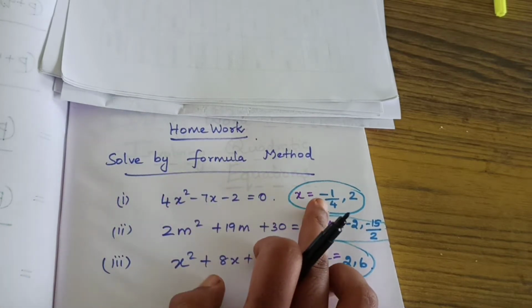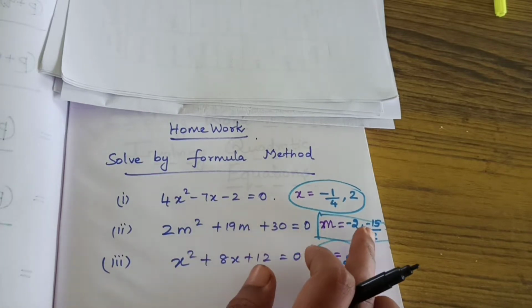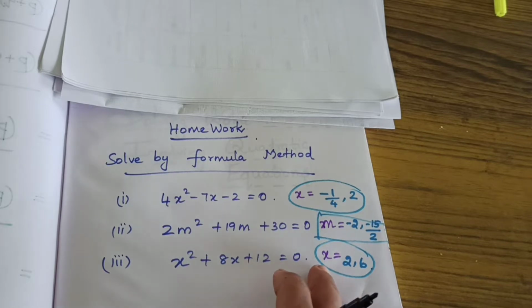The first one answer is minus 1 by 4 and 2. The second one answer is minus 2 comma minus 15 by 2. And the last one answer is x equal to 2 and 6. Check it, and if you have any doubt, you can ask me.